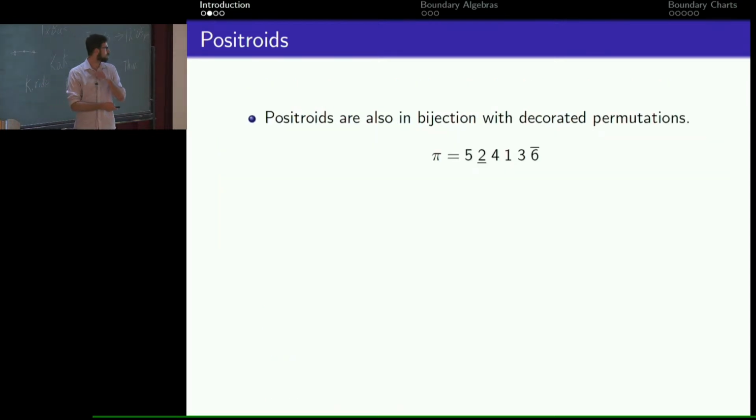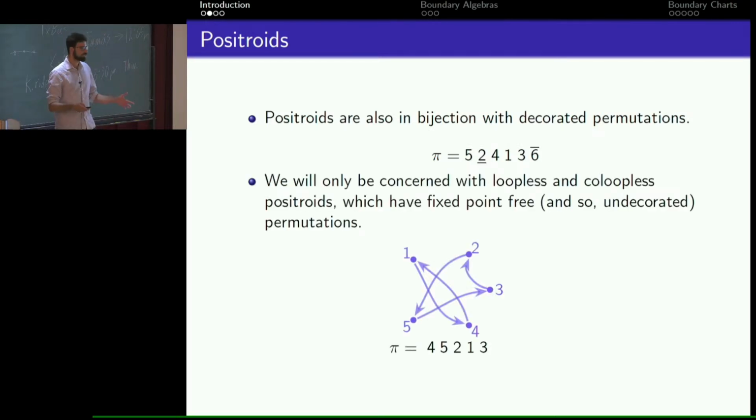Positroids are in bijection with decorated permutations. These are permutations which I'm writing in one-line notation. And the decorated means that when I have fixed points, I either give them an underbar or an overbar. So I decorate my fixed points. So this one has 2 fixed points at 2 and 6, and I've given one the underbar and one the overbar. Now, in this talk, I'm really only going to be talking about loopless and co-loopless positroids. And the fixed points exactly tell you the loops and the co-loops. One decoration's a loop, and the other decoration's a co-loop. So for our purposes, we're really just going to be looking at permutations, like proper permutations.